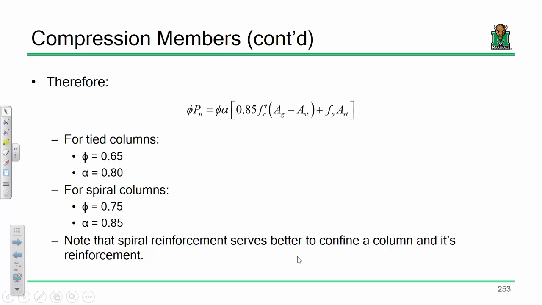But then all that gives you is your nominal capacity. There's still phi Pn, your design capacity, based off of uncertainties associated with loads and resistances, well, with resistance here because we're looking at phi. But you all know the deal there because we've been using phi values all semester. So phi is different for tied and spiral columns. For tied columns, it's 0.65. For spiral columns, it's 0.75.